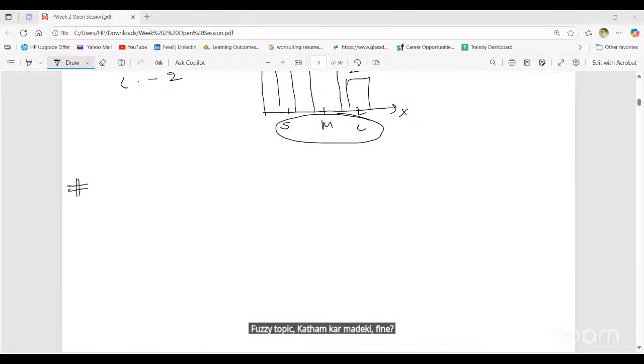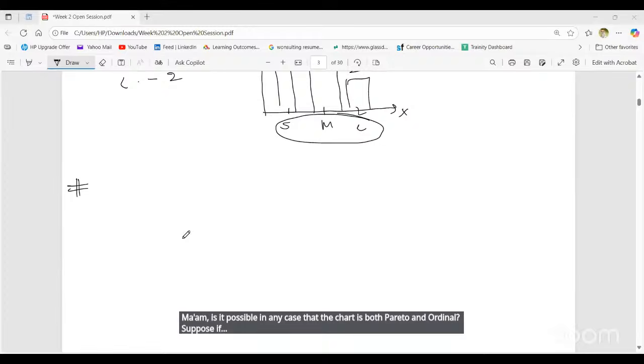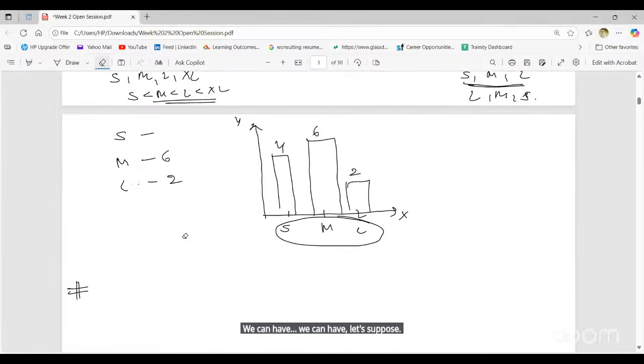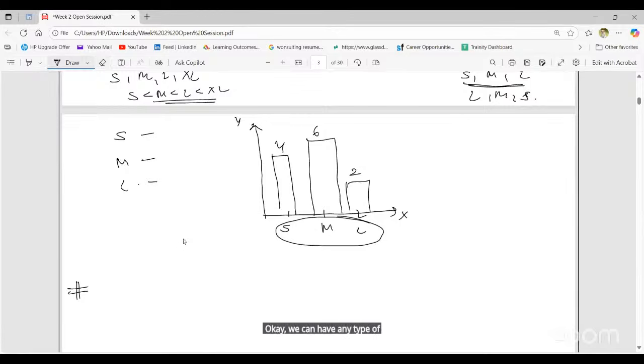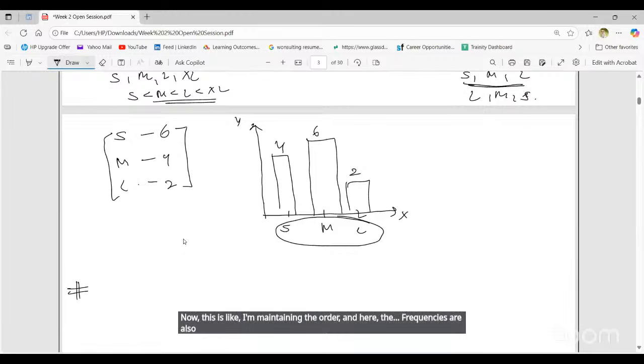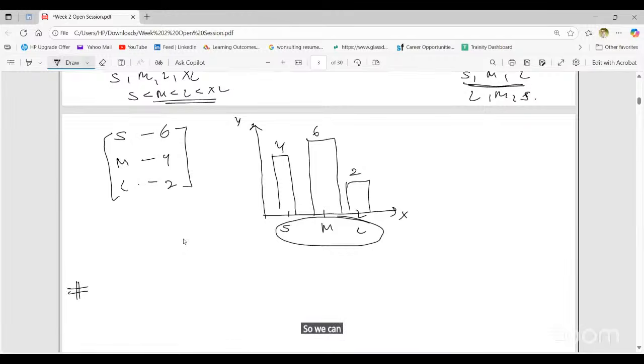Okay ma'am. So ma'am, is it possible in any case that the chart is both Pareto and ordinal? Suppose if the ordinal... see, data can be of any type. Let's suppose this is like 6, 4, and 2. Now I'm maintaining the order, and here the frequencies are also sorted. So we can have any type of conditions.